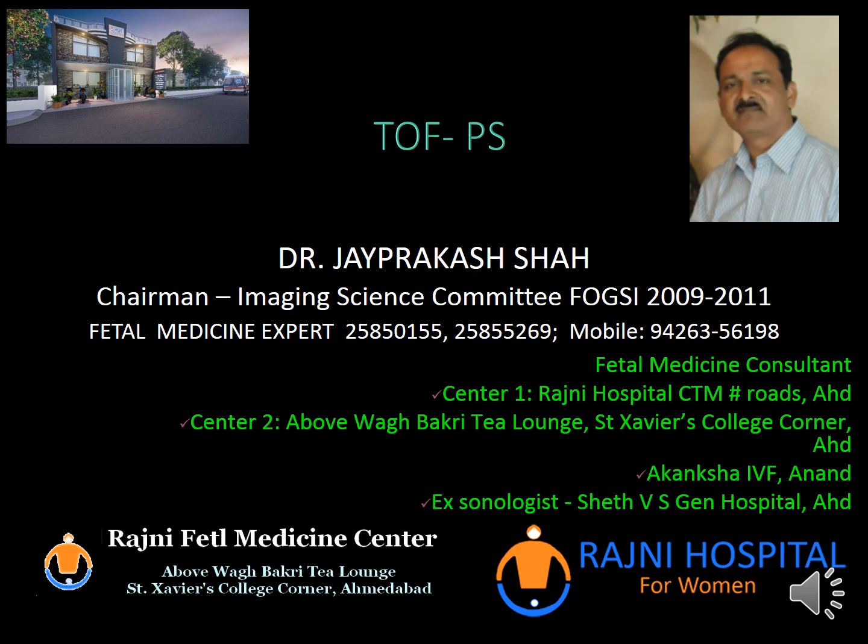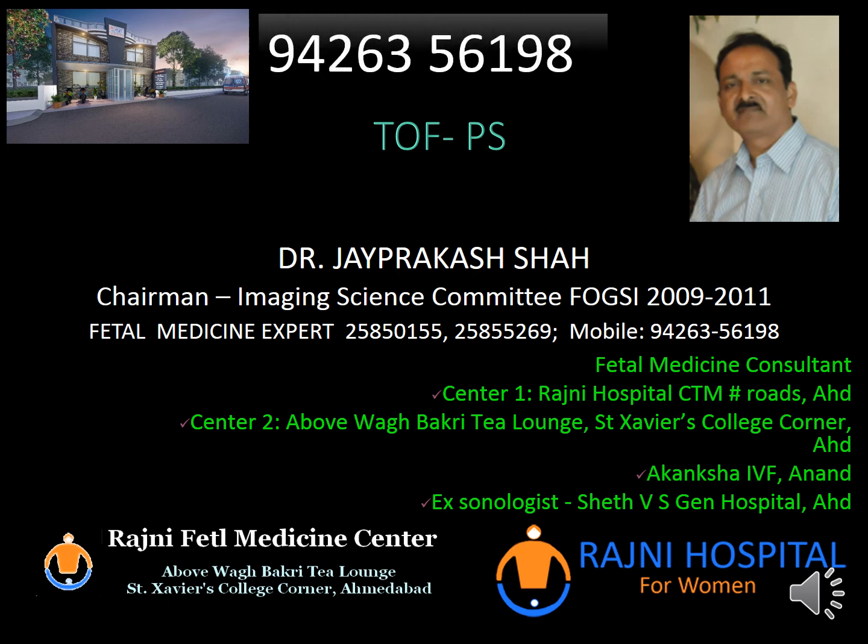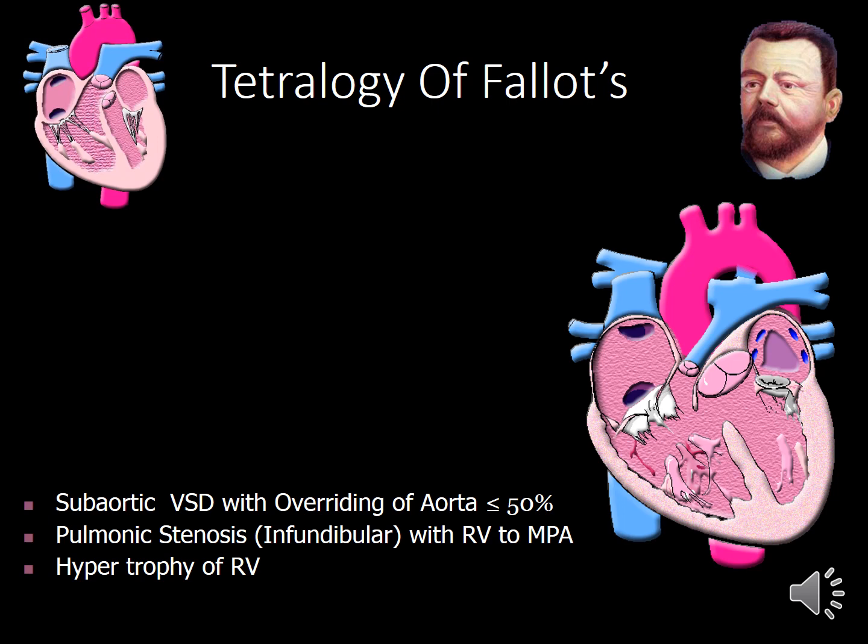Here I am presenting a case of tetralogy of Fallot with pulmonary stenosis. As we know, tetralogy of Fallot is of three varieties: tetralogy of Fallot with pulmonary stenosis, tetralogy of Fallot with pulmonary atresia, and tetralogy of Fallot with absent pulmonary valve. Here I am going to present a case and details of tetralogy of Fallot with pulmonary stenosis. Tetralogy of Fallot was first described by Etienne Louis Arthur Fallot in the late 19th century. Initially it was termed as blue baby as well.